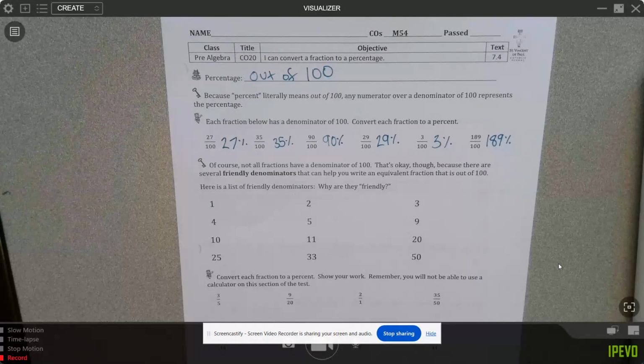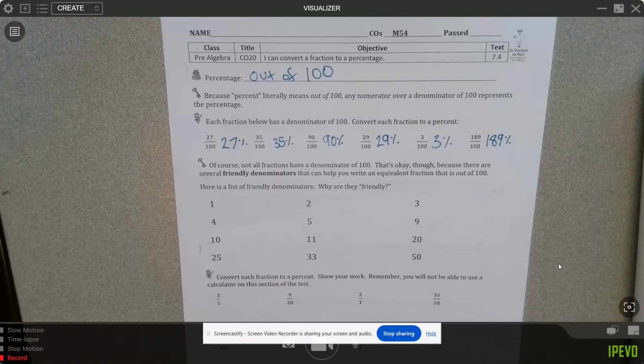Is it always going to be that easy? No, this is math. It's never always easy. Okay, you will have fractions that are not over 100. What do you think we'll have to do? If your fraction is not over 100, what do you think you're going to have to do? Beckett? Get it to over 100. Find the equivalent fraction that would be over 100.